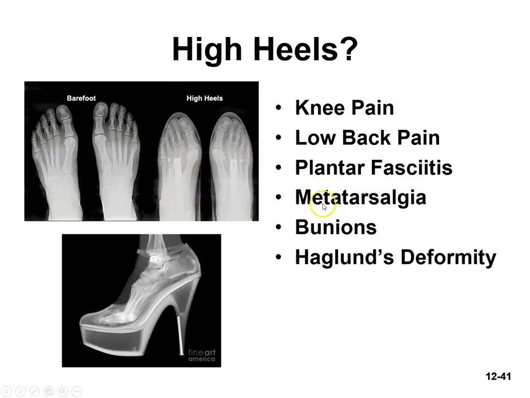You might get plantar fasciitis, metatarsalgia, Haglund's deformity, which is this bump. They call it the pump bump back here. You get this callus back here. But this is not very normal. So some of you do like wearing high heels. Take your pictures and then get out of them as fast as you can.